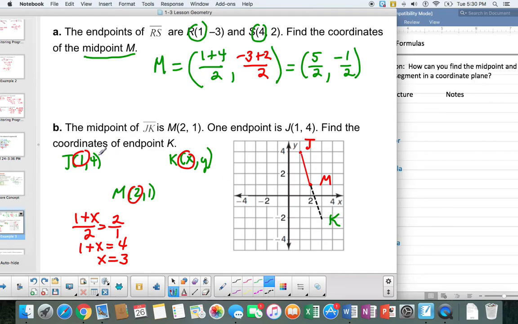All right, to figure out the y, I'm going to take the 2 y's at the endpoints, 4 plus y, divide by 2, and I know that the answer is going to be 1. I'm going to cross multiply, and I can see that my answer will be negative 2. So the answer to this, point K, will be 3 comma negative 2. And if you look at my diagram, there I am right here at 3, negative 2.